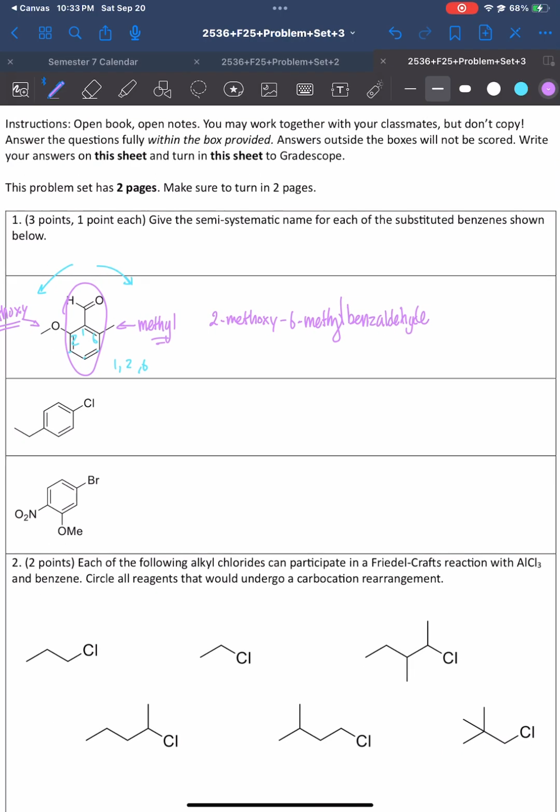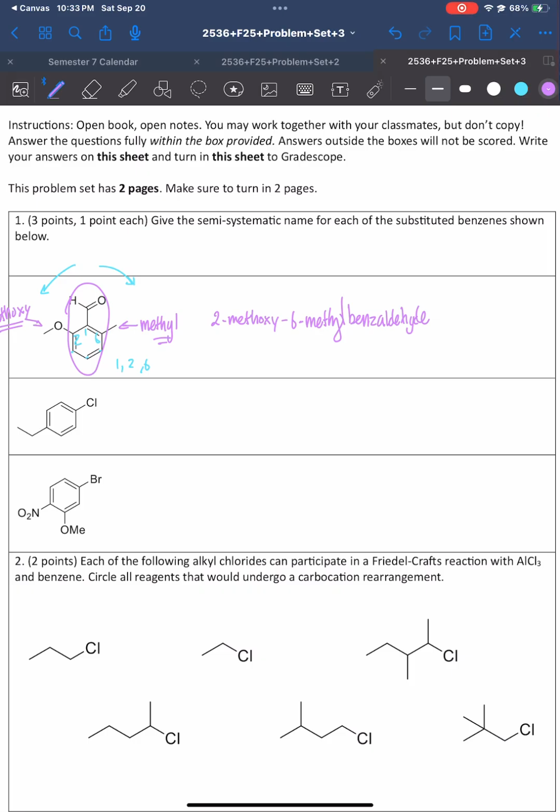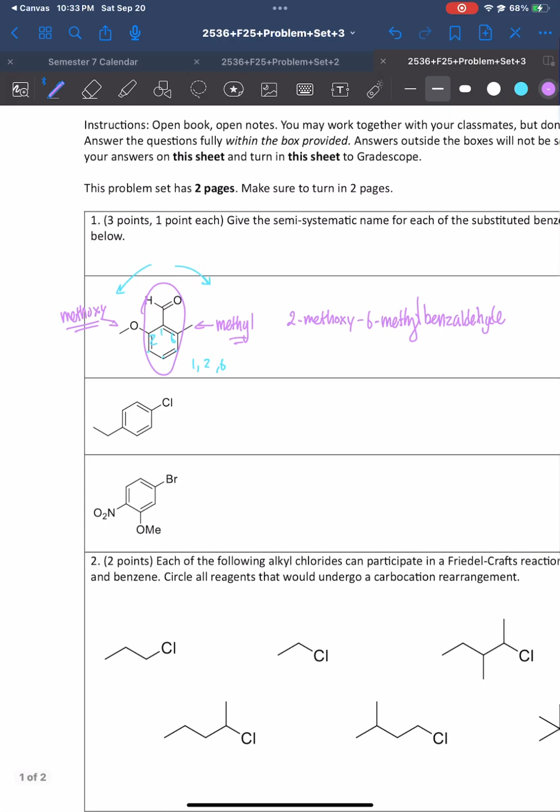Okay, and remember the important thing to know here is that we don't want to do any ortho para meta nonsense. That is to designate different side chains in relation to one another. But when you're told to name something, it is very important to do the proper naming, which is using the proper numbers. So let's look at question number 2.